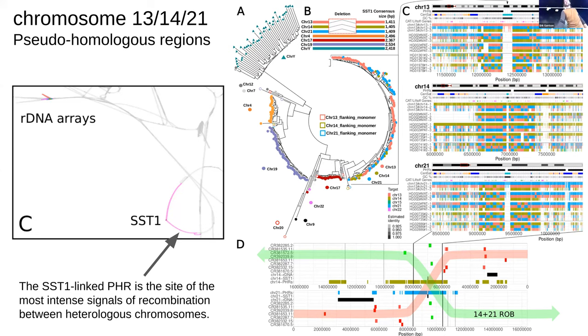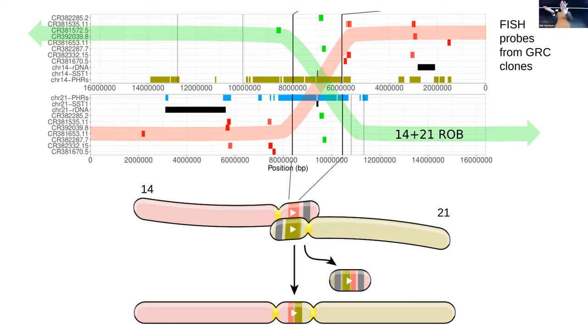So this is an interesting region because it's been hypothesized to be a place where there are recurrent breakpoints of Robertsonian translocations. This is the most common chromosomal abnormality in humans. It happens in one in every 800 live births, it's estimated. And the Robertsonian translocation is two acrocentrics that have been stuck together in a configuration like this at the bottom.